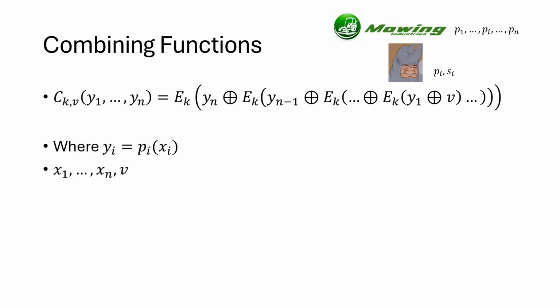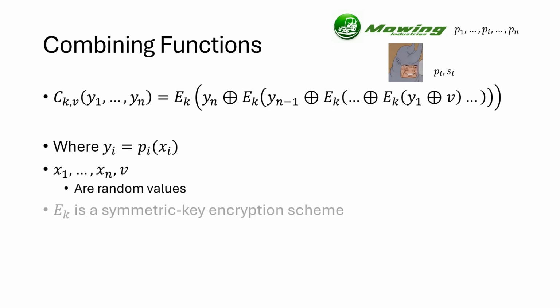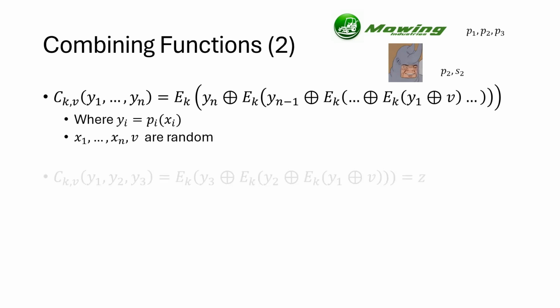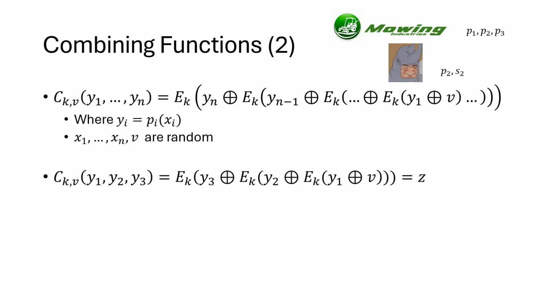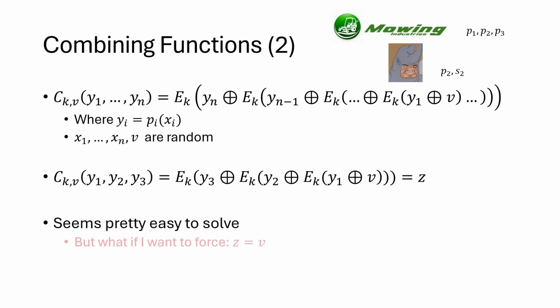And then in this case, Ek is a symmetric key encryption scheme where the k is just the hash of the message that you're trying to sign, right? So that's it. It looks kind of complicated, but let's simplify a little bit. Instead of having it from y1 to yn, let's just have three public keys and abstract it a little bit as such.